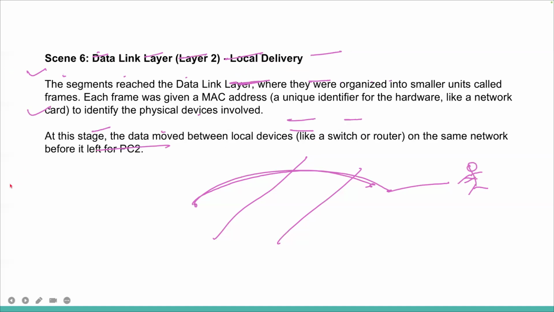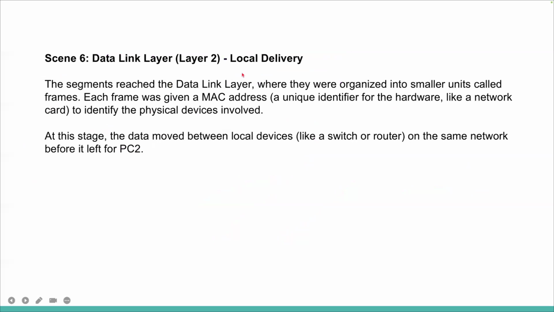Then scene 6 comes into the picture, where you have the data link layer. See, I should always tell you that there's a difference between IP address and MAC address in this term. Why do we need two addresses? One is an IP address, MAC is also an address. Why do I want two addresses?